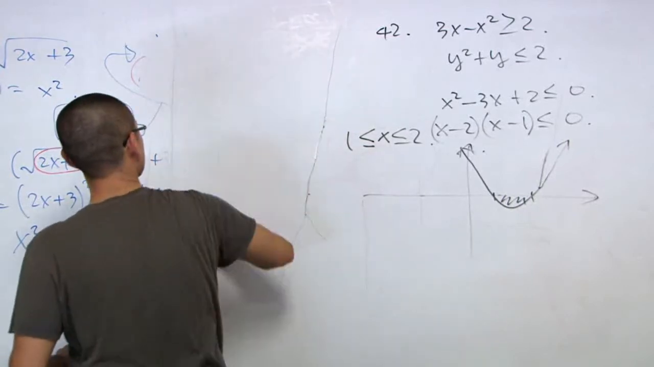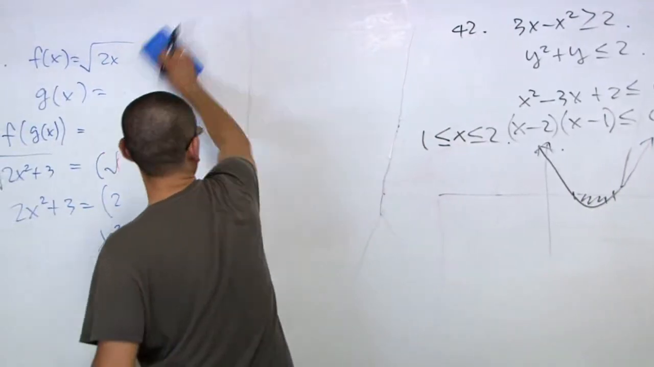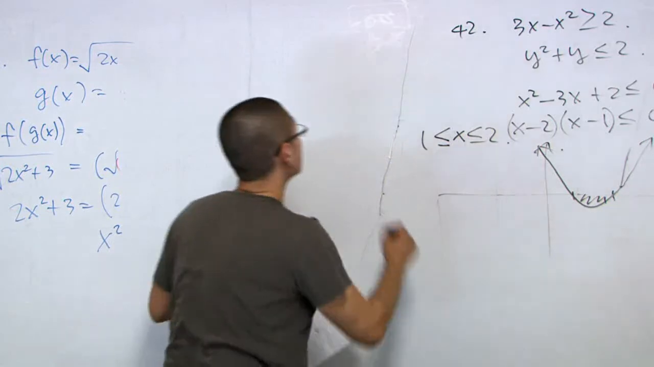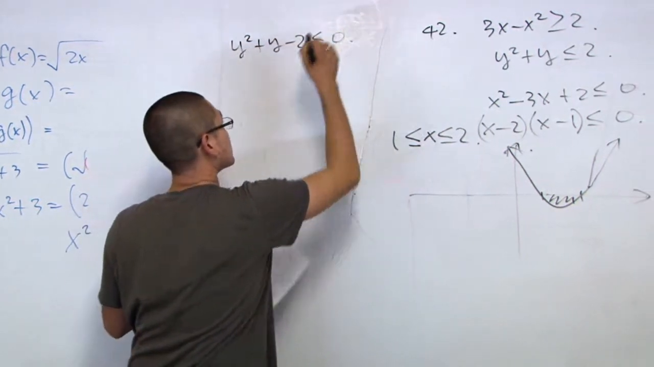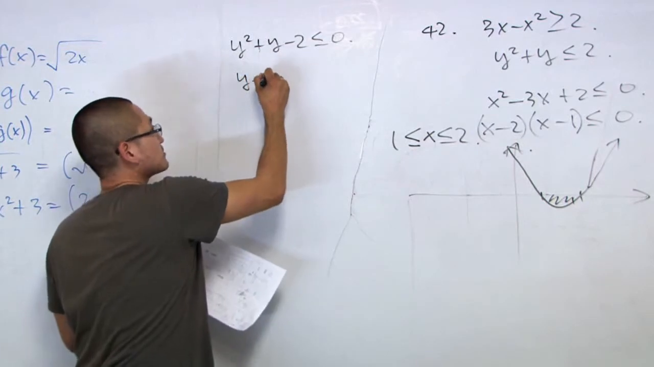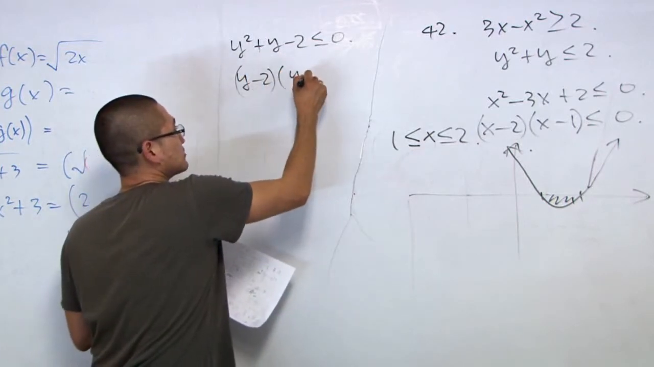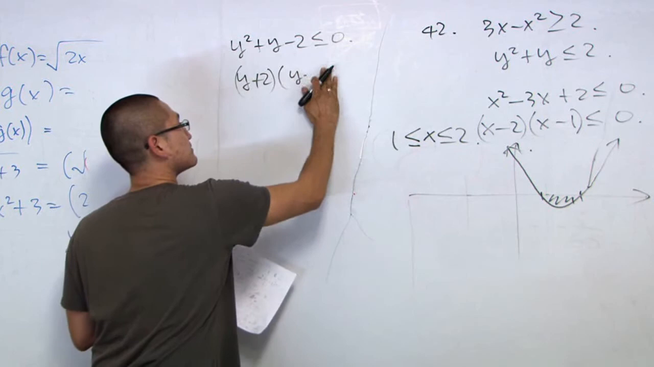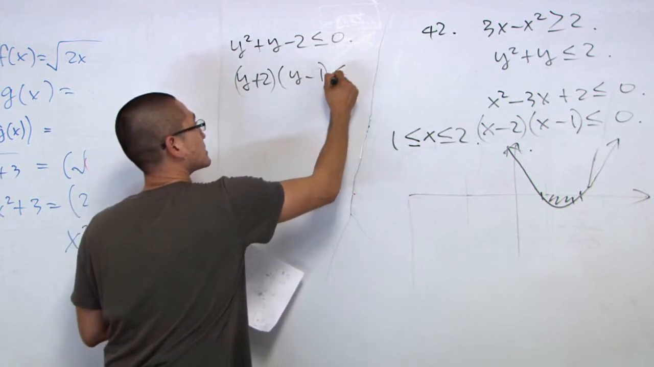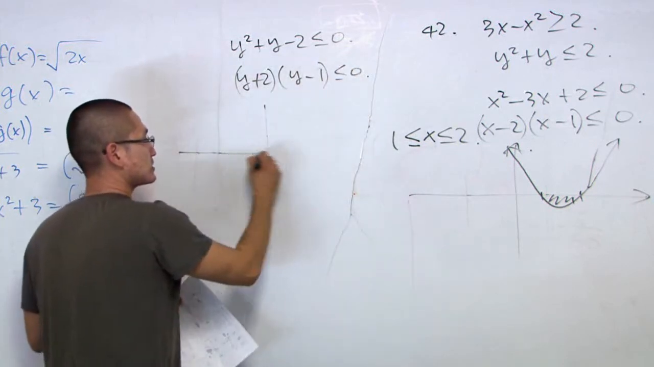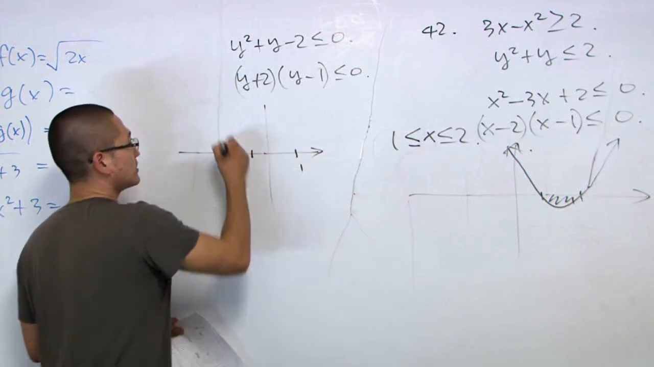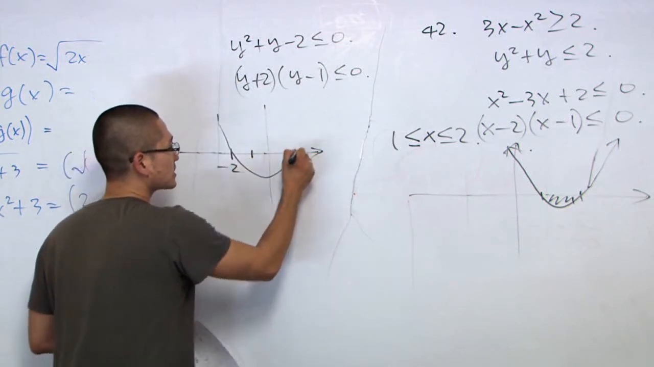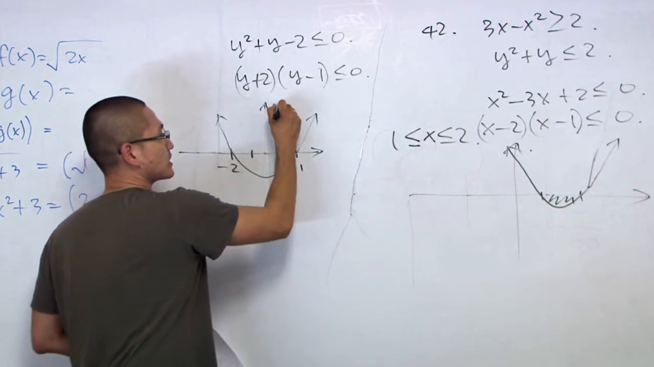y, we have the same thing. y squared plus y minus 2 less than or equal to 0. Factor things out. We know what to do here. So that has to be positive and that has to be minus, less than 0. Okay, so this one's going to cross at minus 2 and 1. Also, it's going up this way. And of course, this is y, this is x.